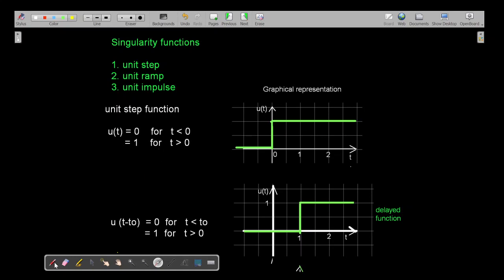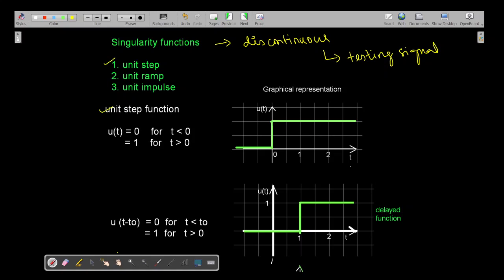So first you should know what a singularity function is. A singularity function is one which is discontinuous. Okay, it is discontinuous. It is not a continuous signal. And this singularity function can be used as a testing signal. Right. So first we will see about this unit step function.